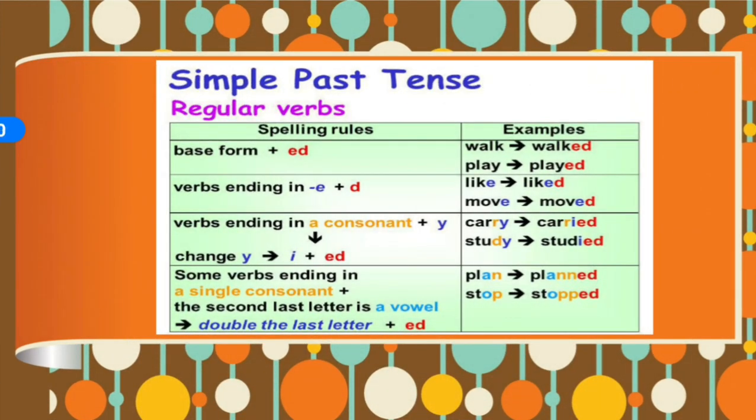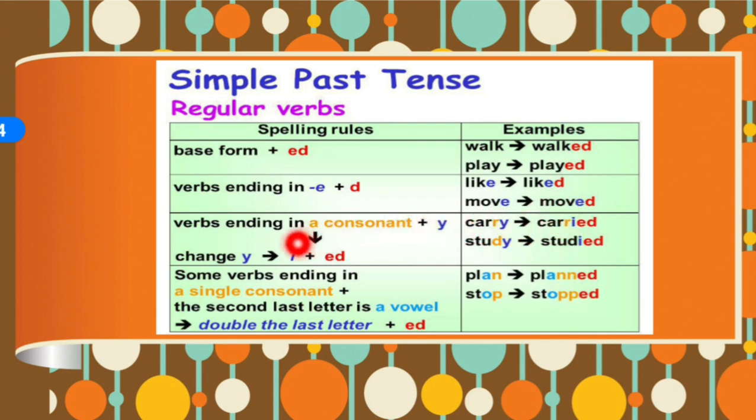Now children, we have come to know that we use the second form of the verb, that is the past form of the verb. Now how to change the present form to past form, there are certain rules for that. Regular verbs: in case of regular verbs, we add ed to the verb. Like walk becomes walked, play becomes played. For the verbs that end in e, we just add d. We don't need to add ed because e is already there. For example, like, only by adding d it becomes liked. Similarly, move, moved.